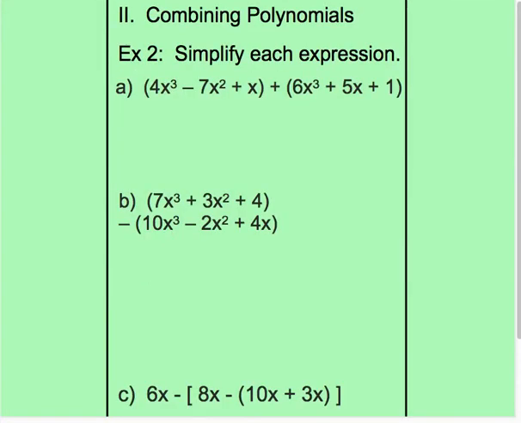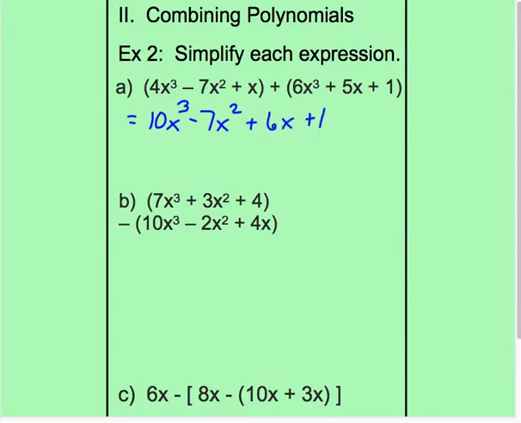Combining polynomials. I am sure that you are very familiar with adding and subtracting polynomials, so I'll try and go over this relatively quickly. Combine your like terms and write your answer in standard form. So always look for the terms with the highest power first. So on A, we've got 4x cubed plus 6x cubed. Negative 7x squared doesn't have any like terms. x plus 5x plus 1.